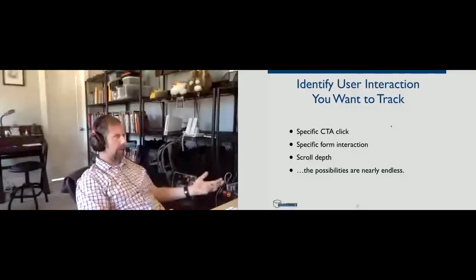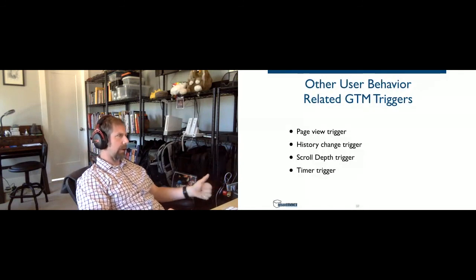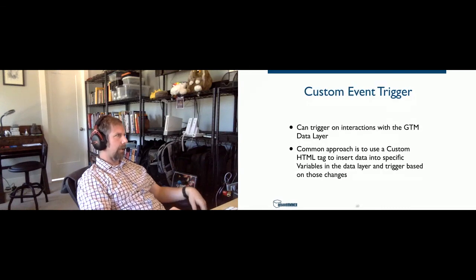So basically, start with identifying the user interactions you want to track. Think about what Google Tag Manager can see. Specific things I think are pretty interesting are page views. That's a good trigger. Changes to the history of the page path, and then scroll depth and timer triggers can be used in concert for estimating engagement. You can also do a custom event trigger.